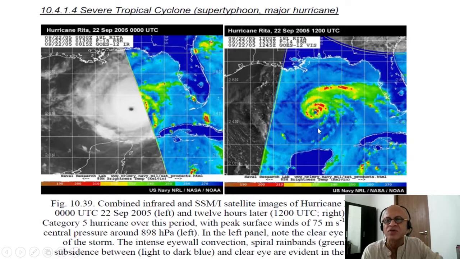Okay, so we talked about this primary flux of momentum into the cyclone and the secondary circulations that happen. So between the rain bands you get this strong ascent in the rain wall, and then you get subsidence in between. So those are the spiral rain bands.